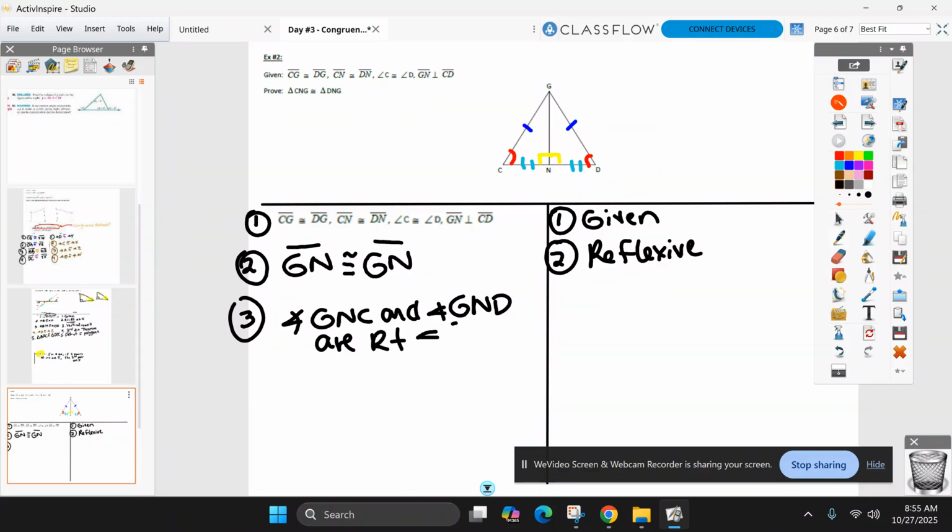If anybody is asking, why didn't you have us do this in the last proof? Because that was given in the last proof. That's why I didn't have you write it. If you're going to tell me they're congruent, they have to be written in your statements first.